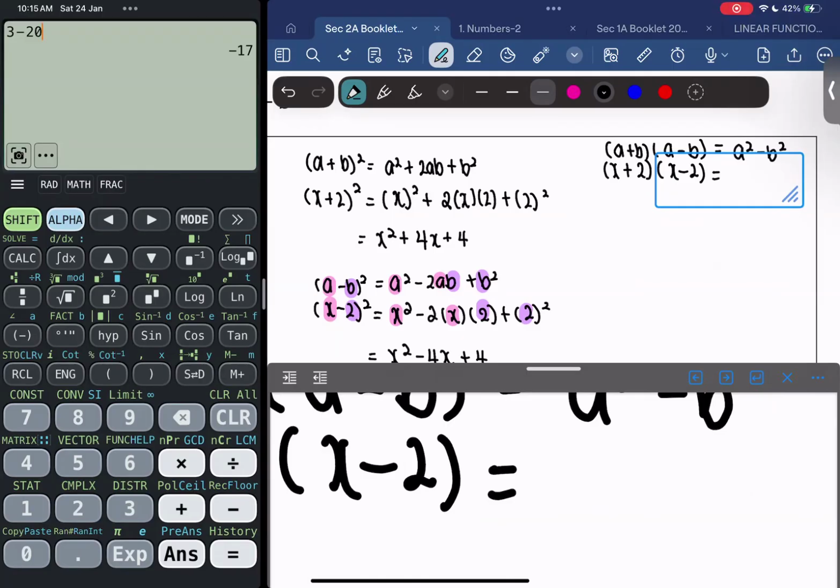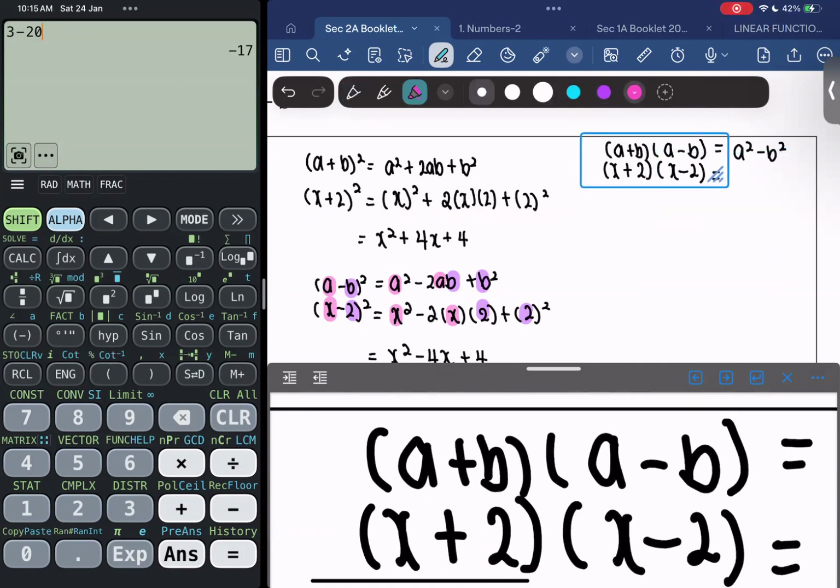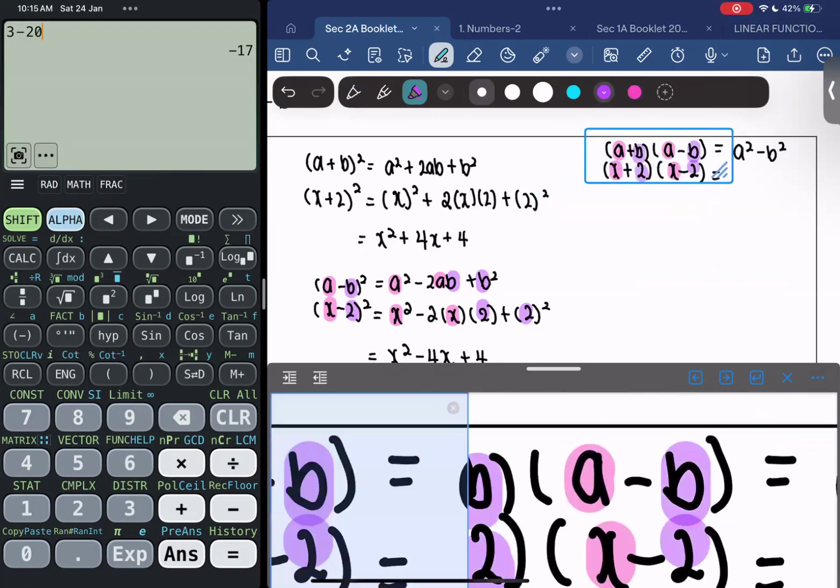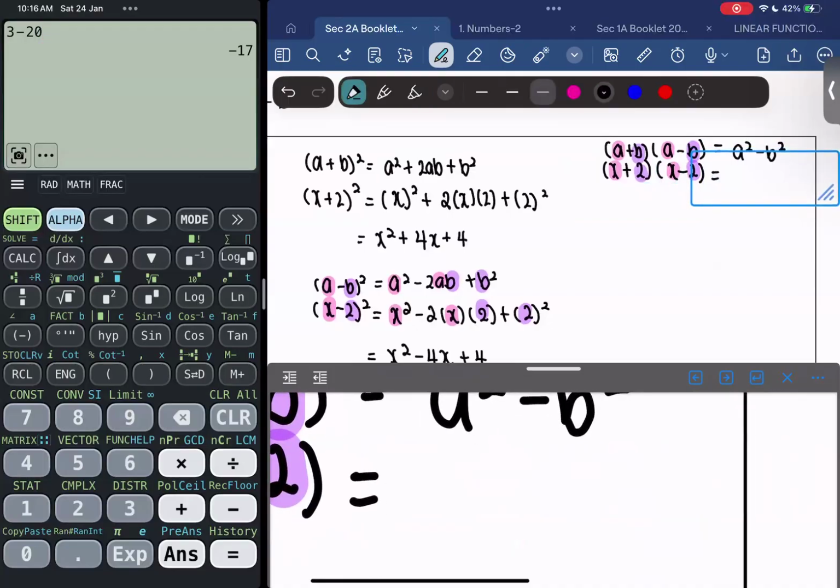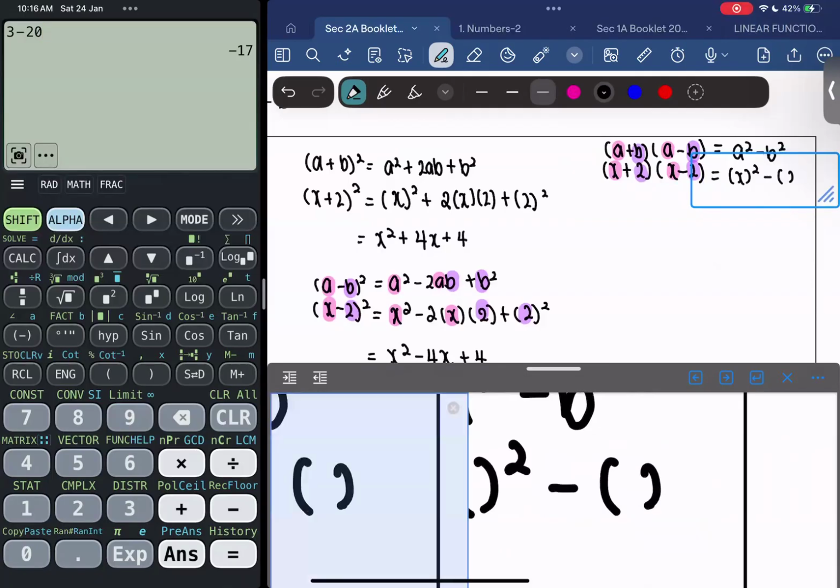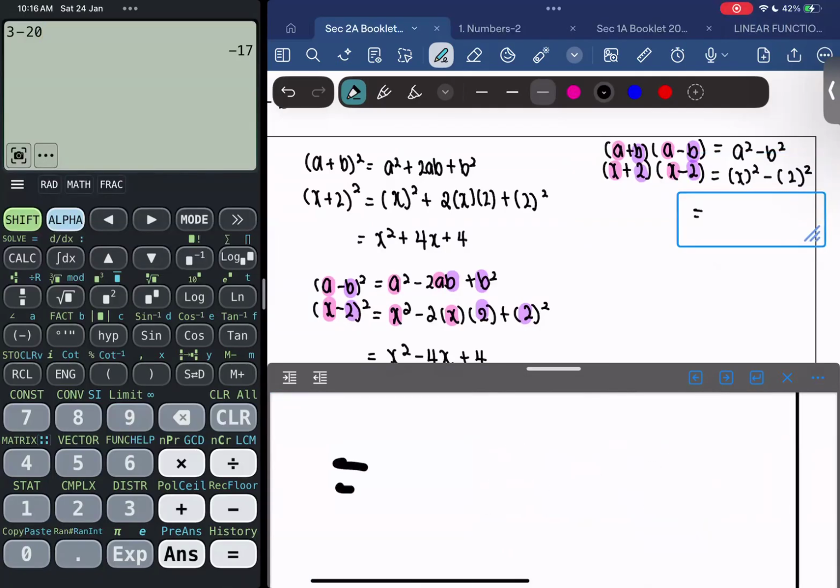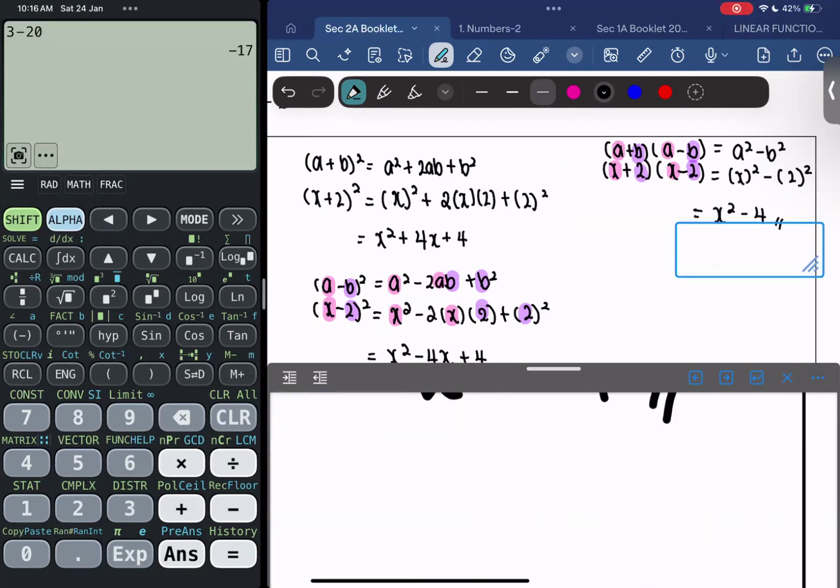So you can see we can match. So what do we match? We see that A is x, B is 2. So on this side, A is x squared, x squared minus 2 squared. Is that okay? So when you open up the bracket, you will get x squared minus 4.